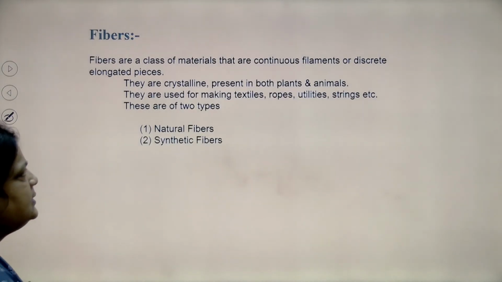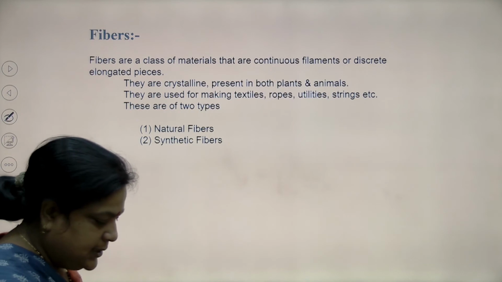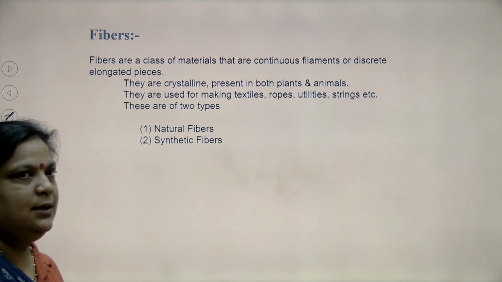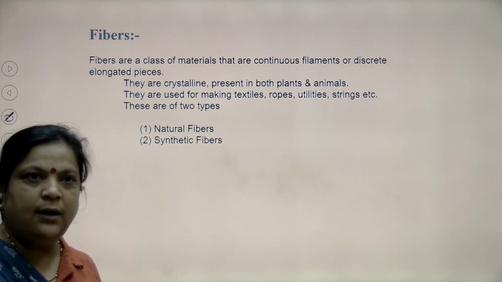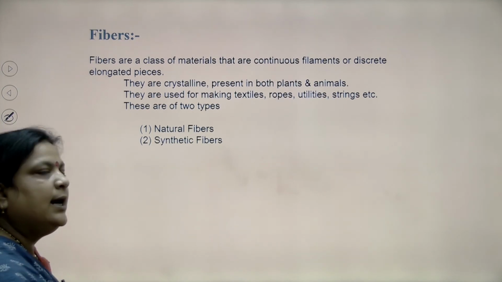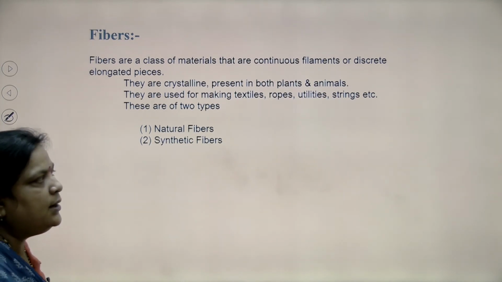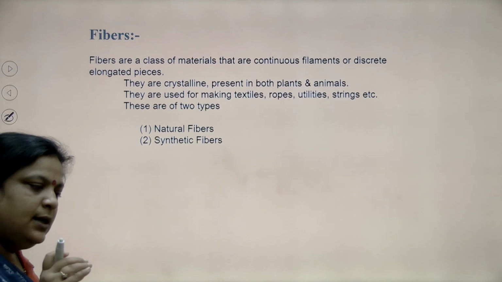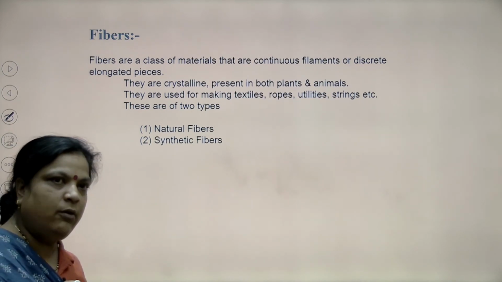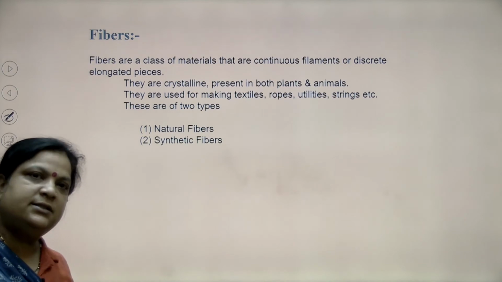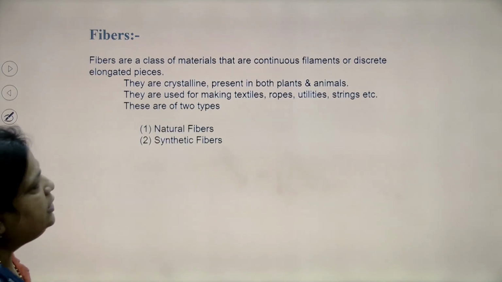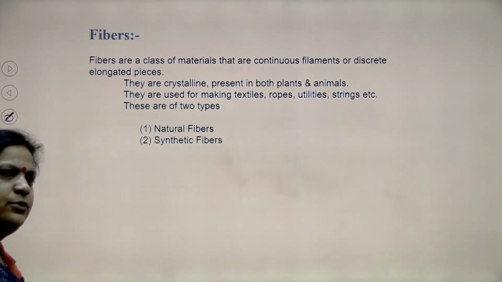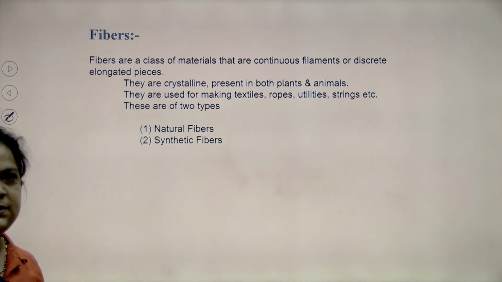Now, fibers. Fibers means long, thin polymers, but they have very strong bonds between the chains, and that is why they can't be stretched. If you remember the introduction part, when I drew the stress strain chart, fibers have minimum or zero strain, while rubber has stress 0. So, fibers are continuous filaments and they are crystalline, present in both plants and animals, and they are used for making clothes, ropes, strings, etc.